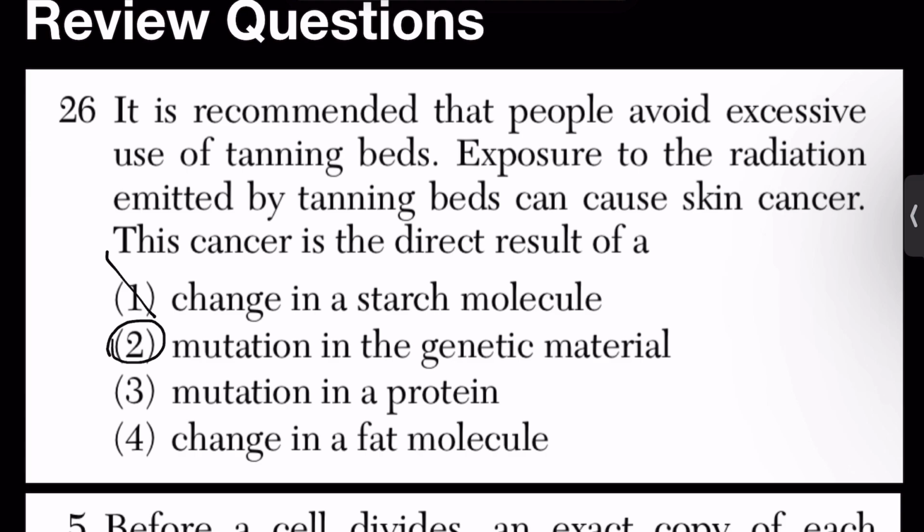But we'll just look through the rest of our answers to be safe. Number 3 says a mutation in the protein, which would not be our answer, because proteins aren't regulating or controlling cell division. That's rather DNA and genetic material. And finally, a change in a fat molecule, that has the same issue as the protein or starch. They don't regulate cell division. So our answer would be 2.